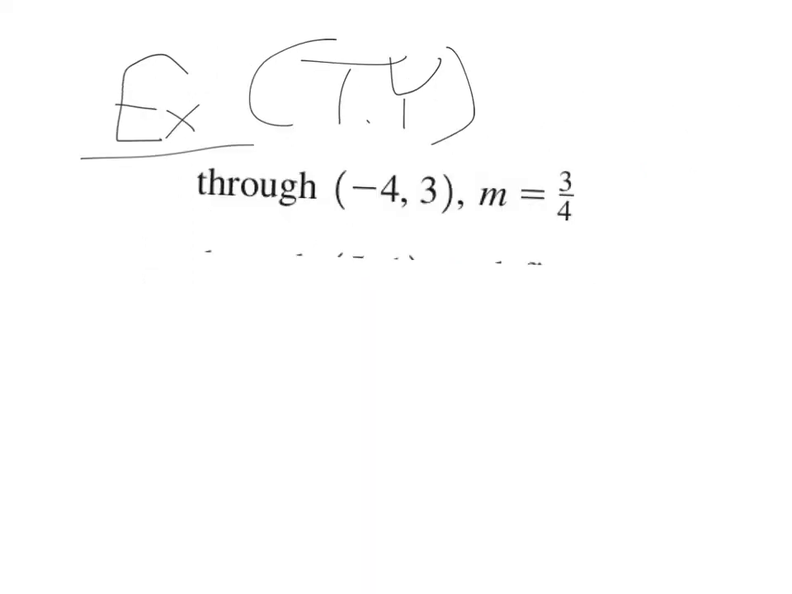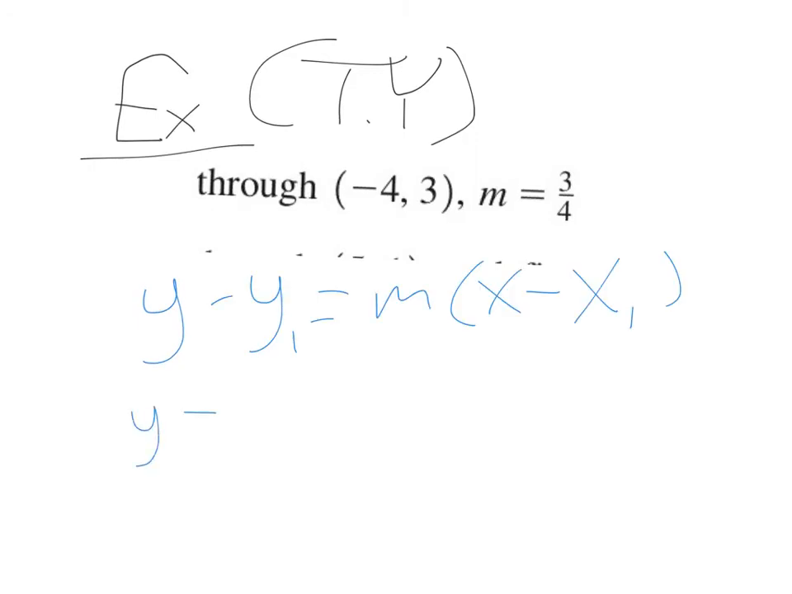Here's an example I want you to try on your own. Find the equation of the line that passes through this point, negative 4, 3, and has a slope of 3/4. You can start off by plugging it into your point-slope formula. Plug in your y value, which is 3, so y minus 3 equals the slope, which is 3/4, times x minus negative 4. Now, see how we're subtracting a negative 4 inside the parentheses? Since we're subtracting a negative, that would change into addition.